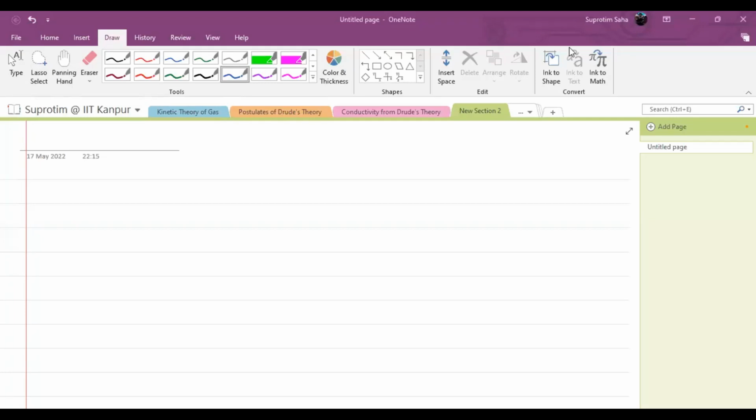So, hello everyone. Today we are going to learn about the thermal conductivity of a metal. Till now we have been discussing the electrical conductivity of a metal or a solid or a material. So now we are going to transition into the thermal conductivity of the material.